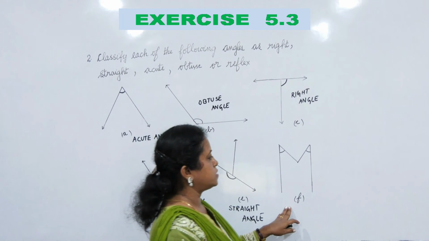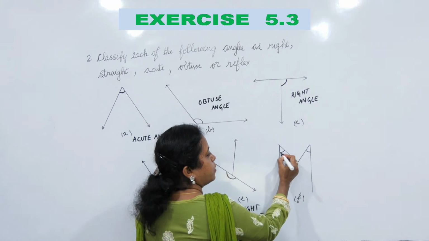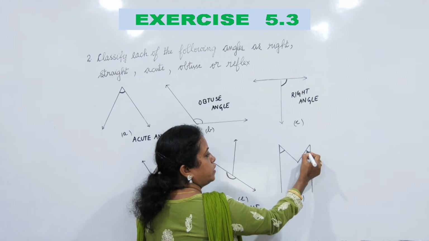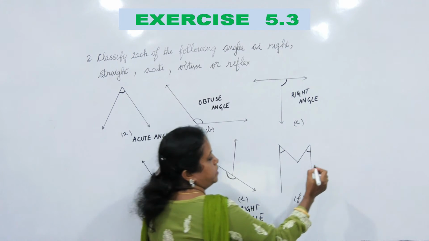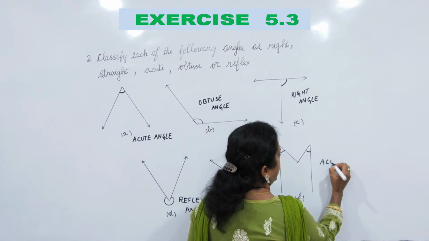And in the last case, you can see the question that is asked, you have to tell about the angles formed at the two corners here. You can see it is less than 90 degrees. That means the angles formed here are acute angles.